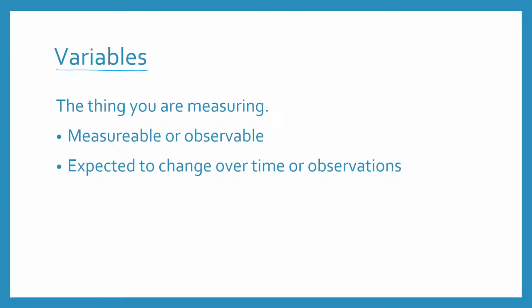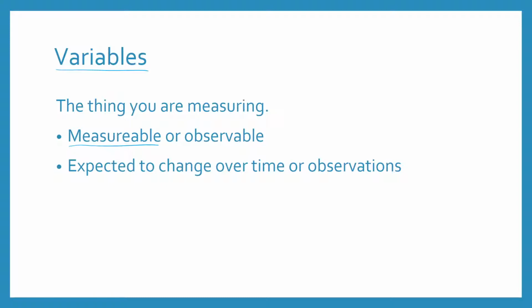So for example, it could be the age of students or their hair color or the height of trees. They need to be measurable, which means that we have to be able to write down some data in response, a number or a word or something like that. And they're expected to change over time or between different observations.